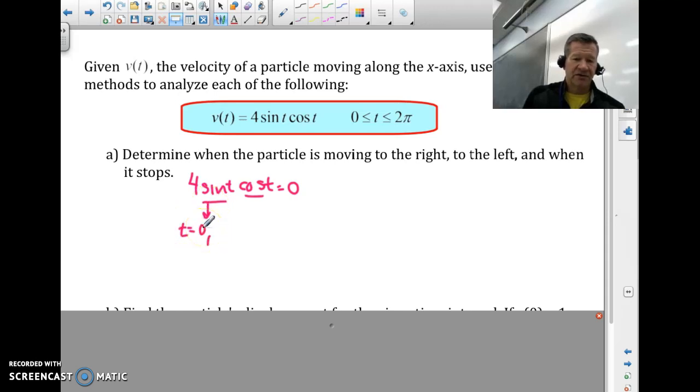So at 0, pi, and 2 pi. Cosine will equal 0 anywhere on the y-axis. So therefore at pi over 2 and 3 pi over 2.